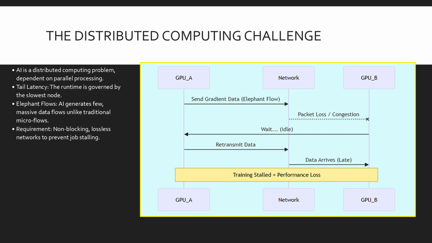You need deterministic performance to ensure that training jobs complete on time. So what is the takeaway? We learned that in AI architectures, minimizing tail latency and packet loss is critical because network delays directly translate to wasted GPU cycles and money.